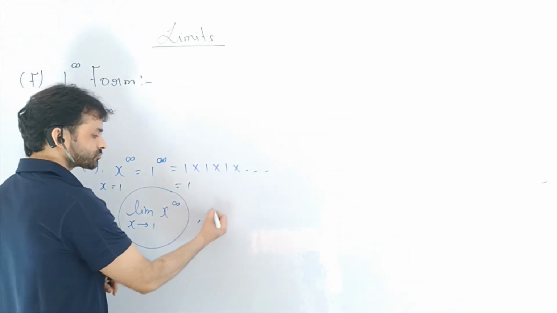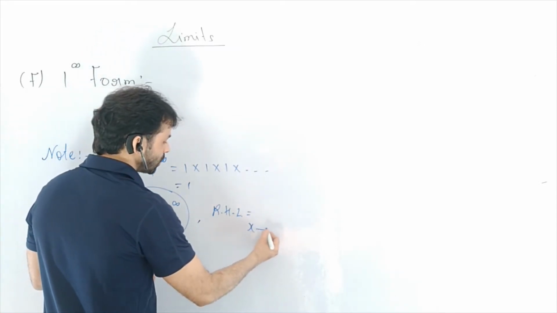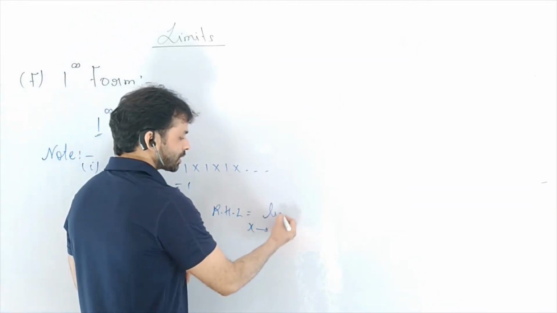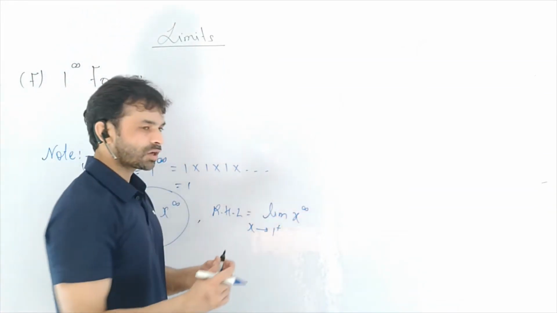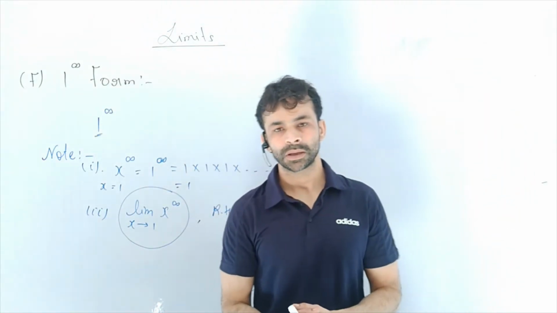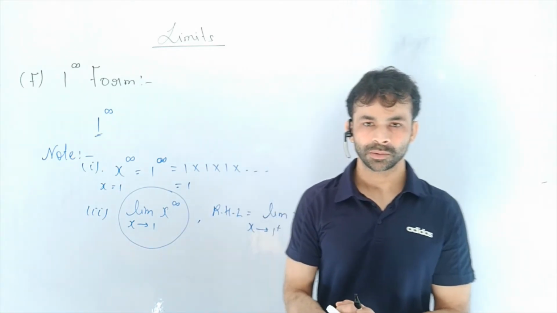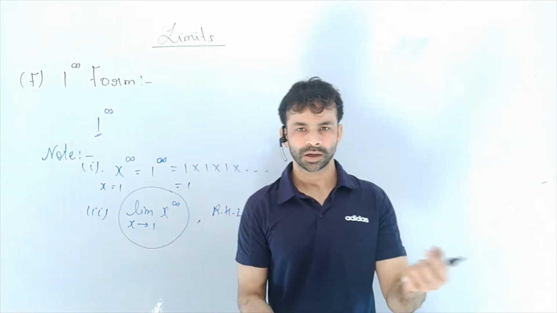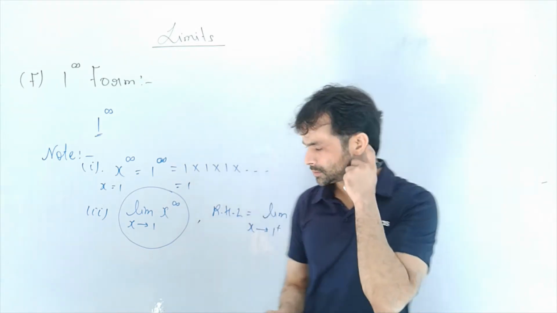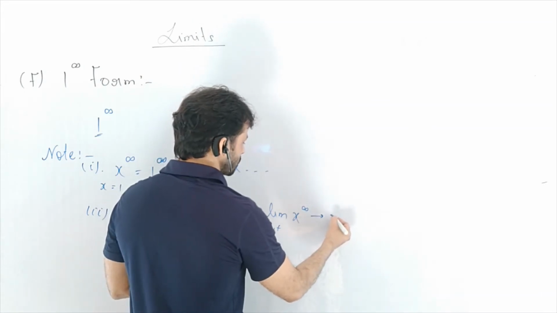Why? Because for the right hand limit, x will tend to 1 plus, x will be greater than 1, and you have x to the power infinity. When you have a value greater than 1 and you increase the power, the value will increase. You have 1.1, you square it, 1.21, the value increases. You take the cube, the value increases. So this will tend to infinity.